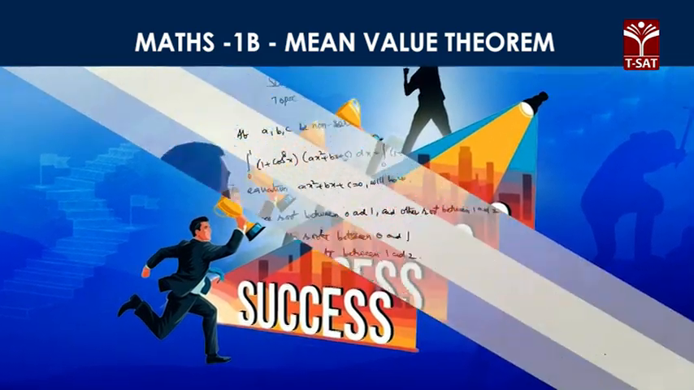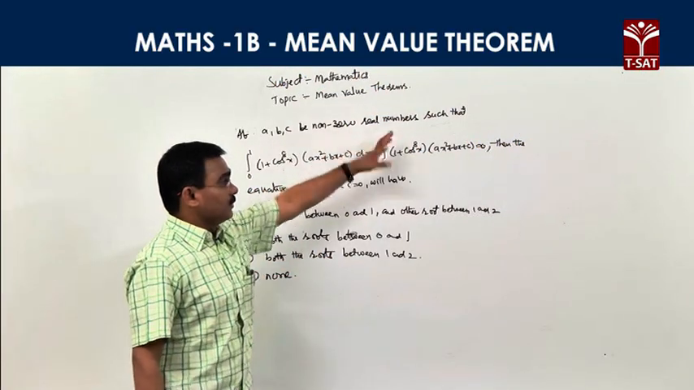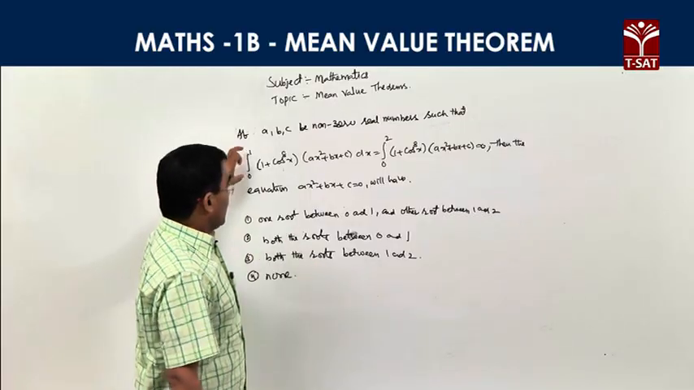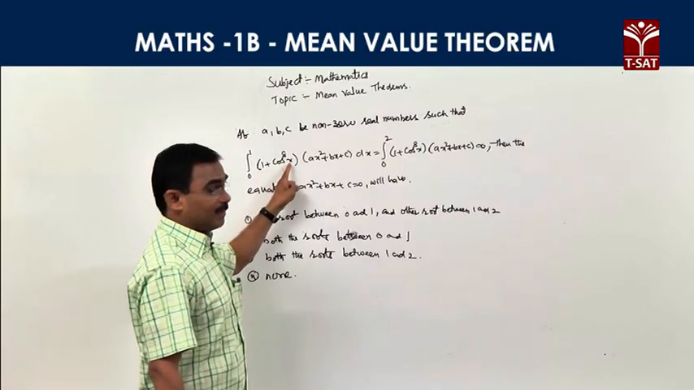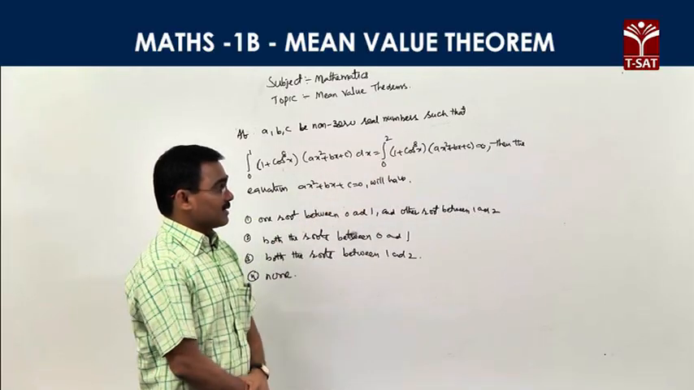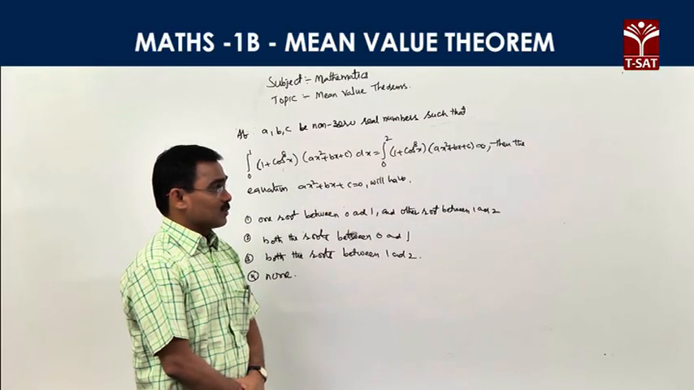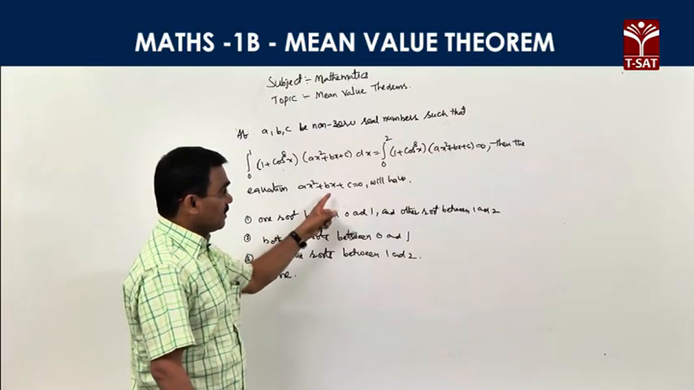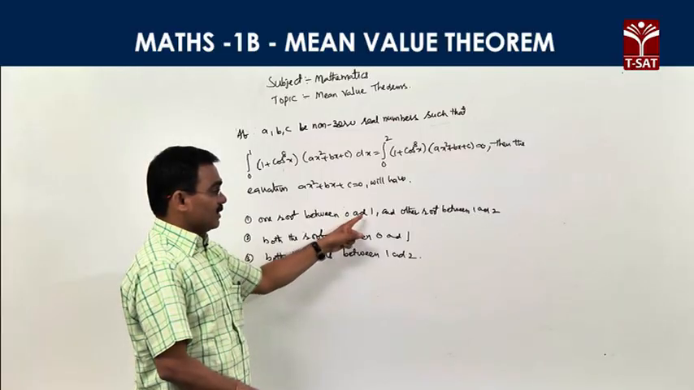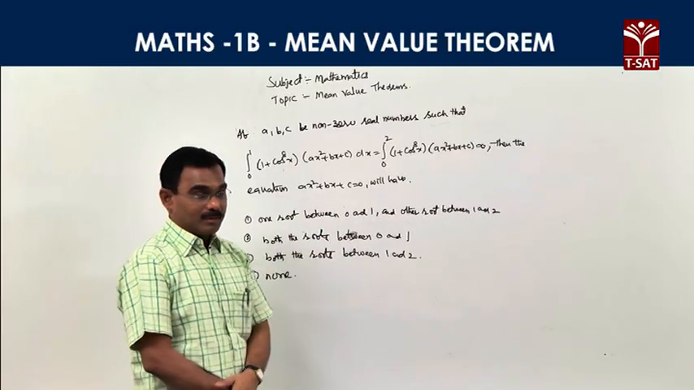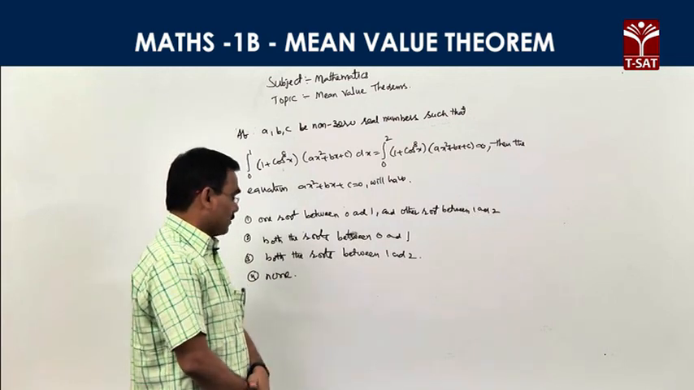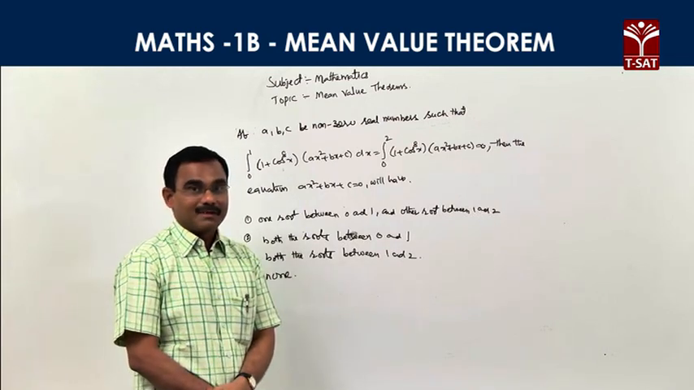Next problem: if a, b, c are the non-zero real numbers, a not equal 0, b not equal 0, c not equal 0, say that integral 0 to 1 of (1 + cos⁸x)(ax² + bx + c) dx, and integral 0 to 2 of (1 + cos⁸x)(ax² + bx + c) dx is equal 0, then the equation ax² + bx + c will be: one root lies between 0 and 1 and another root lies between 1 and 2; both roots lie between 0 and 1; both roots lie between 1 and 2; and none can be taken here, right?